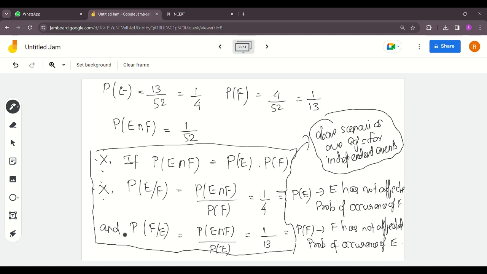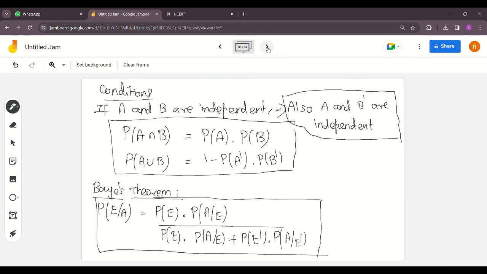If you are confused about the second method, you can use the first one, which is very simple. If P of E intersection F is equal to P of E into P of F, the product of both of them, then definitely you can tell that E and F are independent events. That is a very easy method. So I have given you again the same thing. If A and B are independent, then A and B dash are also independent. This is a very important condition. So P of A intersection B equals P of A into P of B, and P of A union B equals 1 minus P of A dash into P of B dash. This is another property.